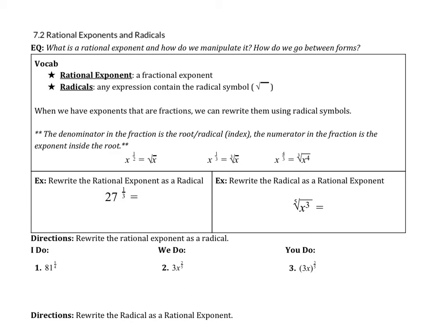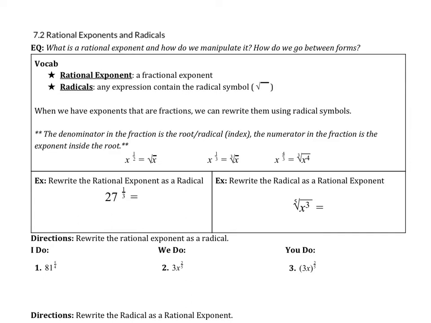In 7.1, we talked about rules of exponents and how those rules work together to take something that maybe looks complicated and simplify it. But all of the exponents that we talked about in 7.1 were integers, meaning they were whole numbers: -1, -2, 1, 2, 3, 4. But the question that arises from that is, are there exponents that aren't whole numbers or that aren't integers, and how do we deal with those?